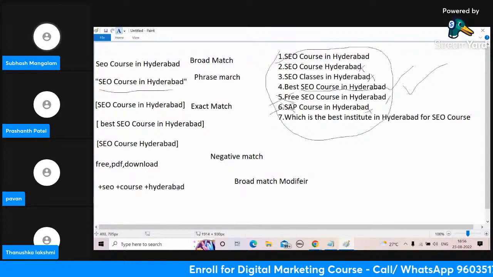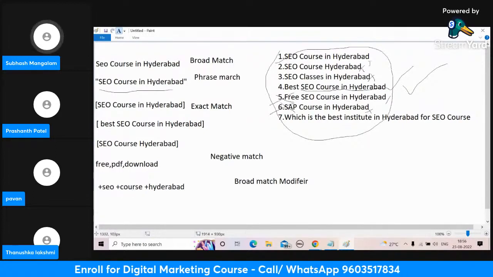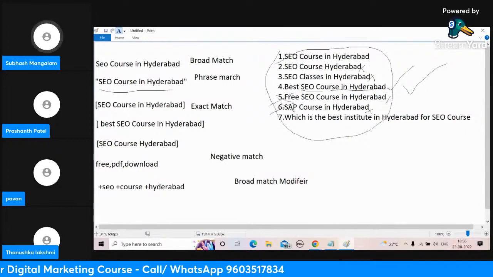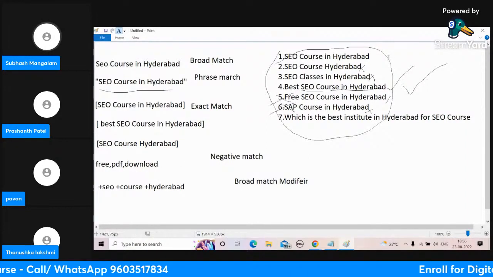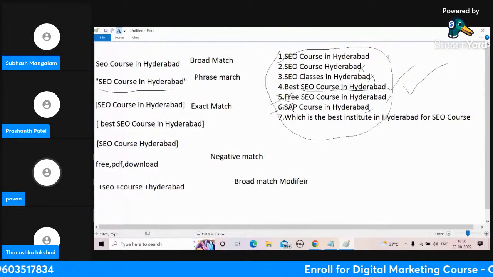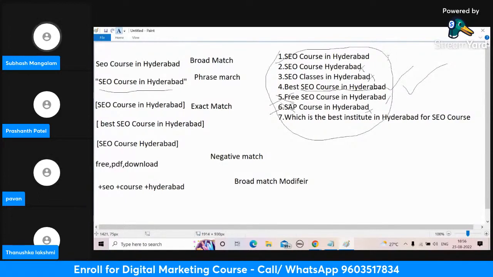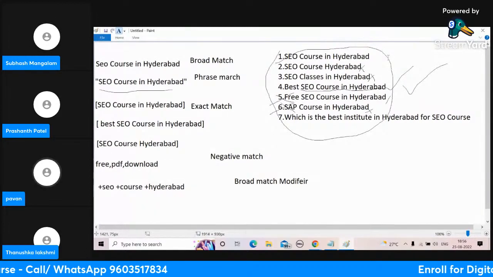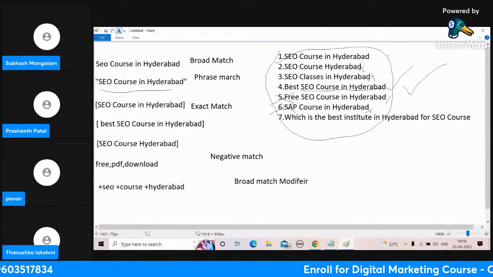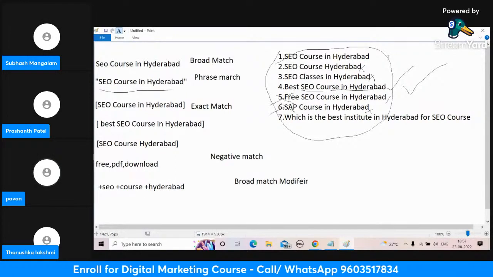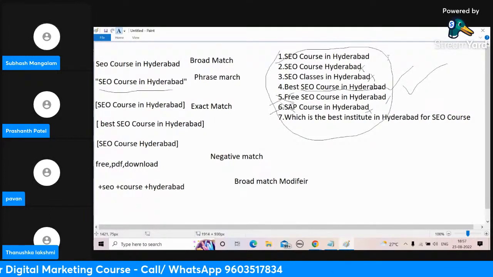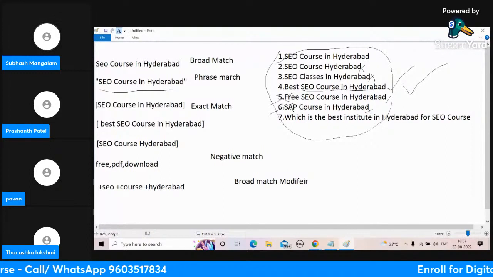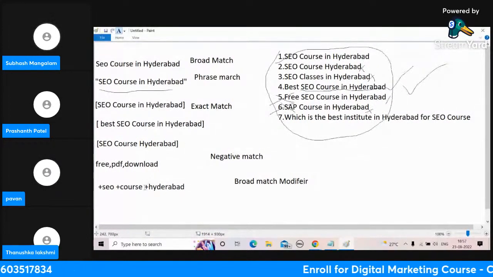Now see, SEO codes Hyderabad. Someone tell me, for the first one, will the ad appear or not? These three words should be there. Sequence doesn't matter. The first one, ad appears or not? It will, sir. Second one? Yes, it will appear, sir. Third one? No. Tell me why. Because codes is missing. I said right, these three words should be there. Where is codes? This is classes. Okay, yes sir, three words should be there.